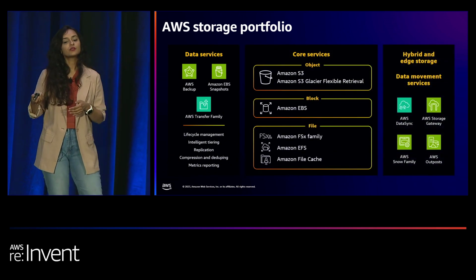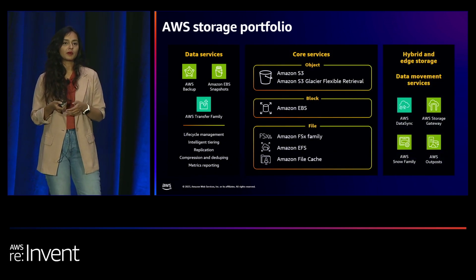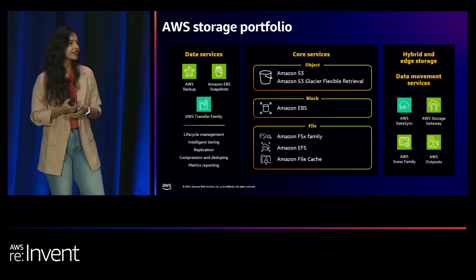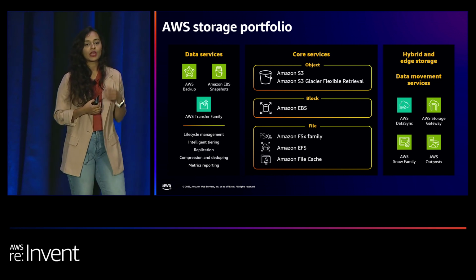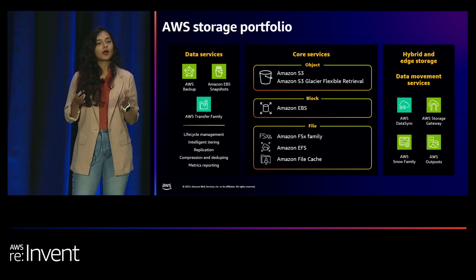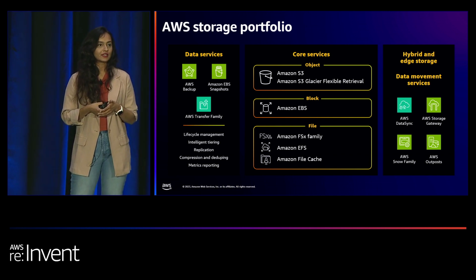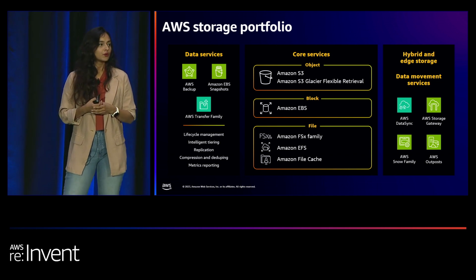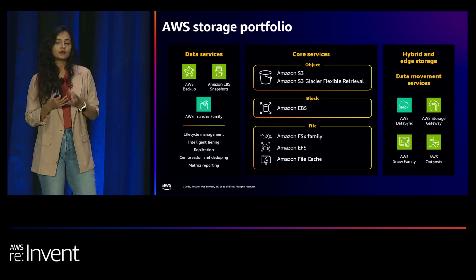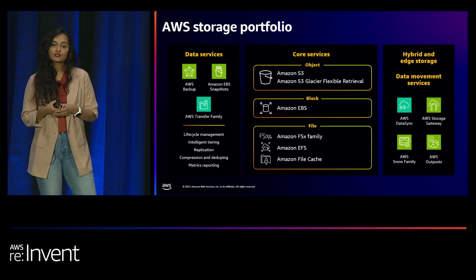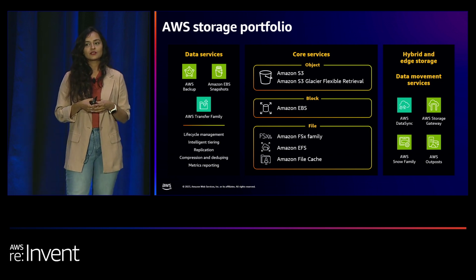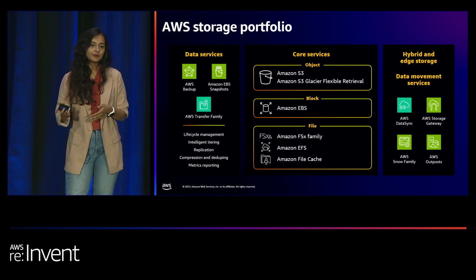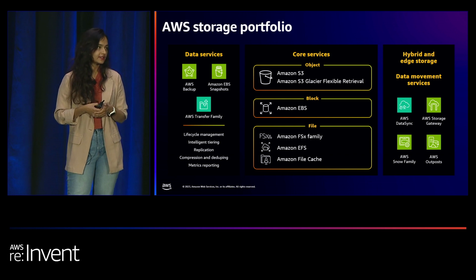So before we dive into EBS snapshots, let's spend a minute just talking about our overall storage portfolio. So at the heart of your data architecture is where you put your data, and AWS provides the most complete set of storage offerings to meet your requirements. So as you can see in the middle, we have our core services. So we think of our storage portfolio in terms of three pillars: object, block, and file. So for object storage, you have Amazon S3. For block level storage, there's our very own Amazon Elastic Block Store. And for file level storage, we have services like Amazon EFS and Amazon FSx.